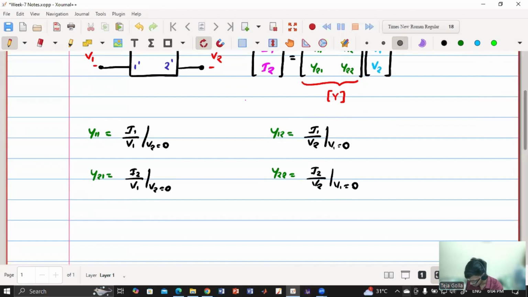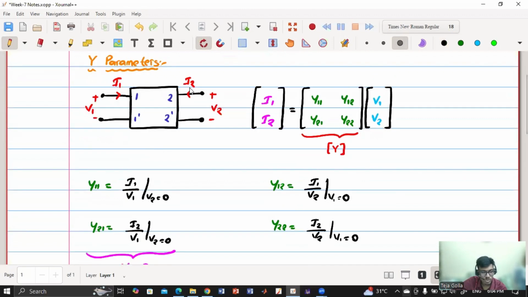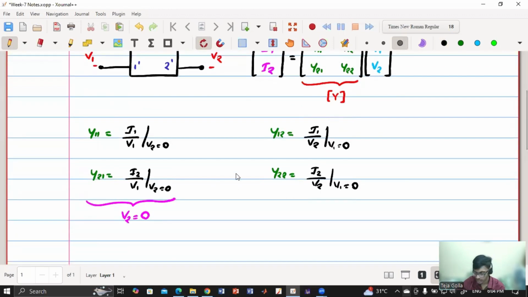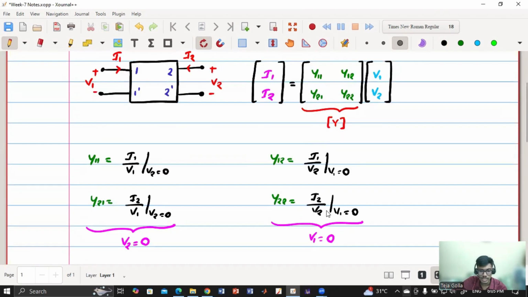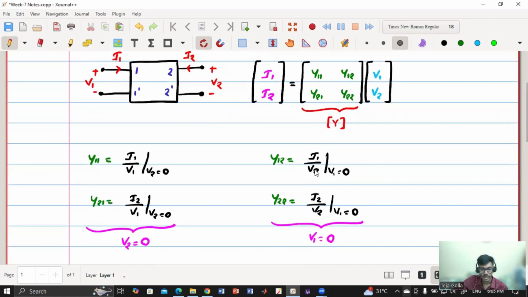So Y11 and Y21 can be obtained when V2 equals 0. Once I short the port 2 side, if I calculate V1, I1 and I2, then I'll get Y11, which is I1 by V1, and Y21, which is I2 by V1. Similarly, if I short the primary side, or port 1 side, which is V1 equals 0, then I'll get Y12 and Y22. So in order to calculate this, first I'll make V1 equal to 0, say this is shorted. Then I have three parameters that need to be found, I1, I2 and V2. I have to find the ratios to get the corresponding parameters. So is this clear?